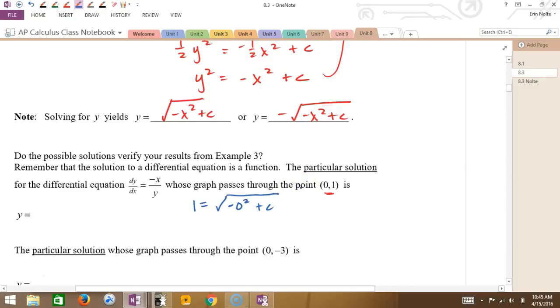Okay, so then I just solve this. Square both sides, so I still have 1 equals 0 plus c. So what's my c value? 1. So my particular solution is the square root of negative x squared plus 1.